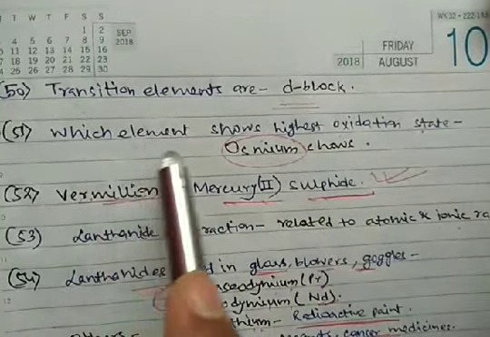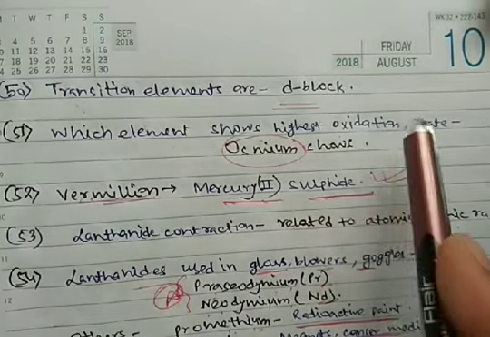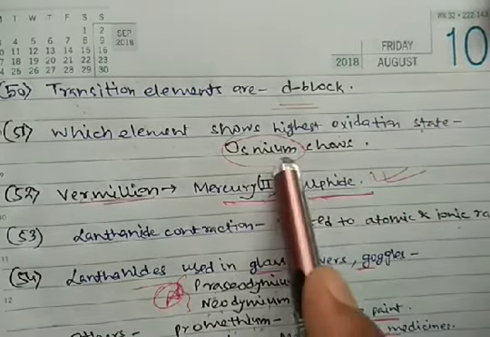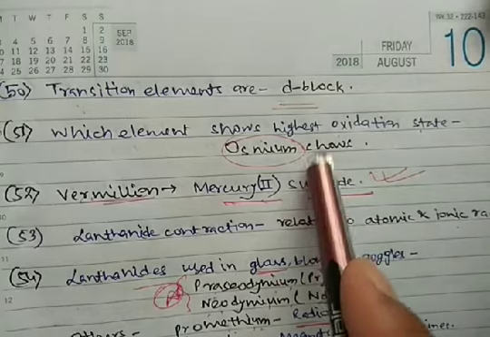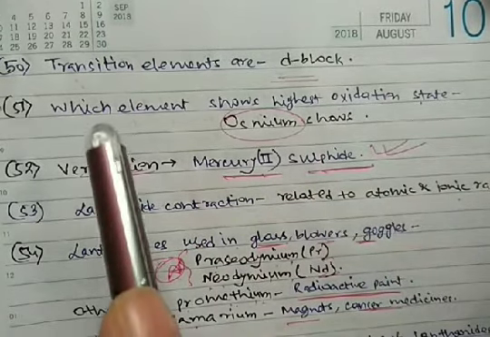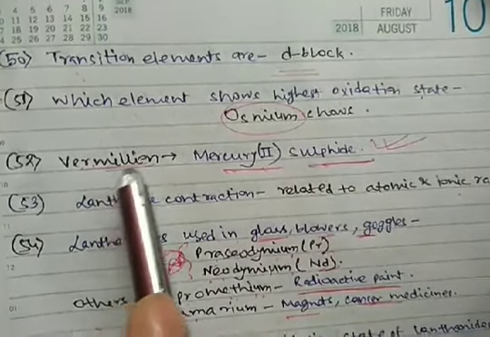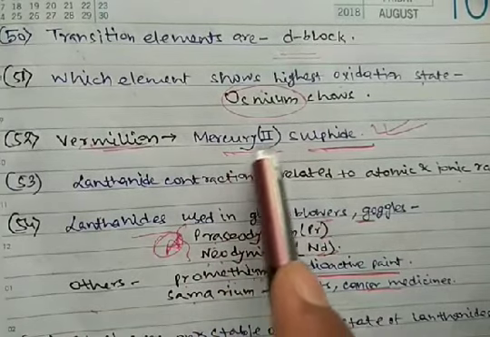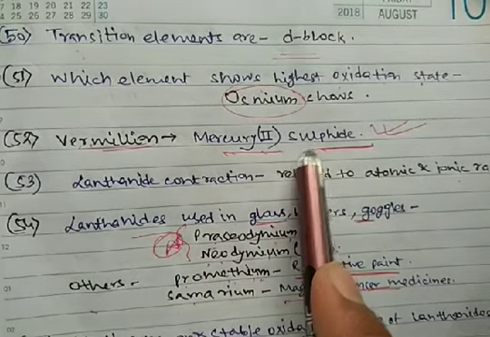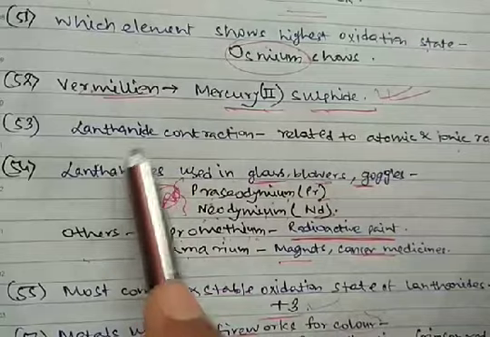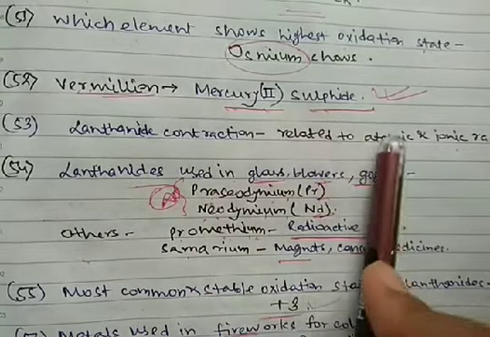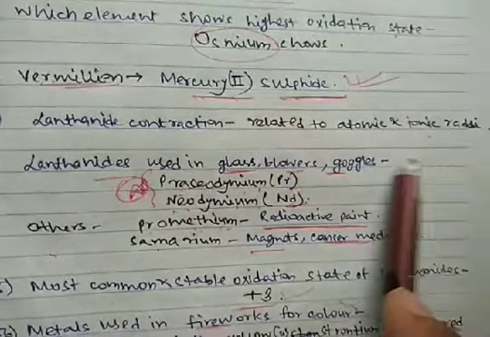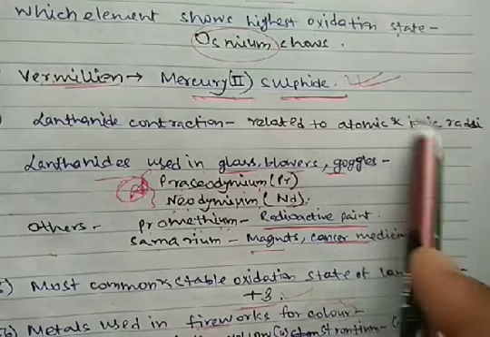Next, which element shows the highest oxidation state? Osmium shows the highest oxidation state. Vermilion, what is vermilion chemically? Vermilion is mercury(II) sulfide chemically. Next is lanthanide contraction, which is related to atomic and ionic radii.